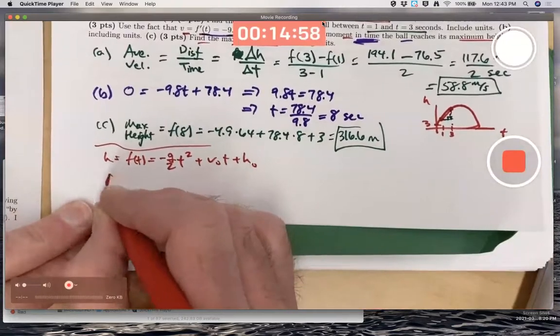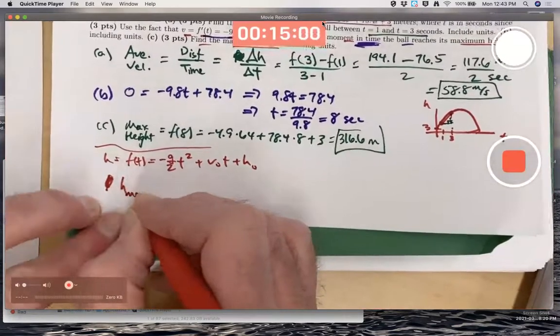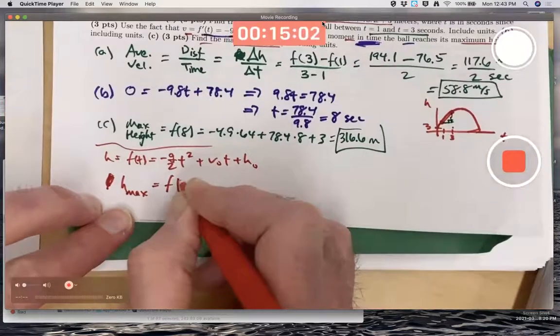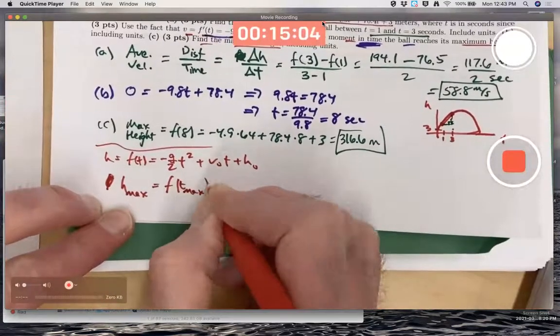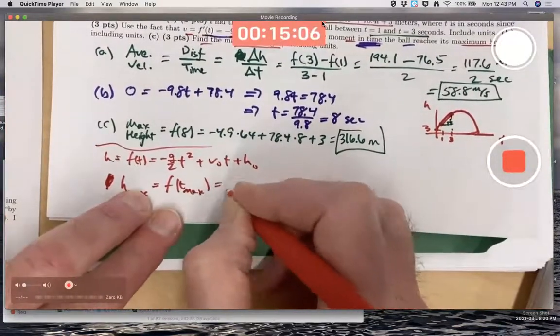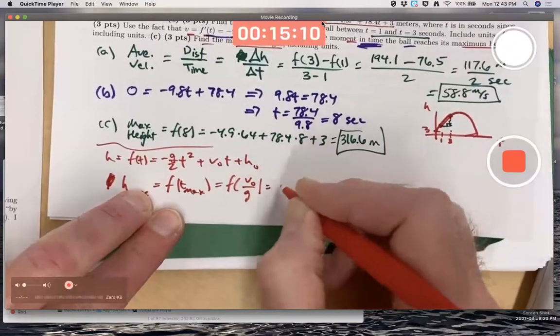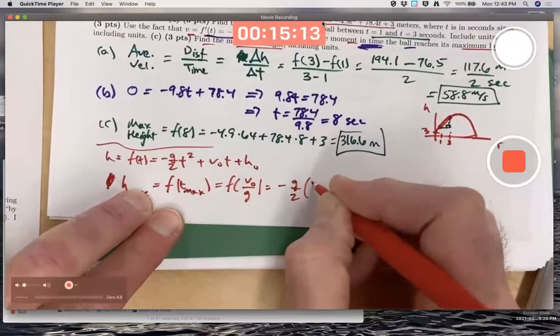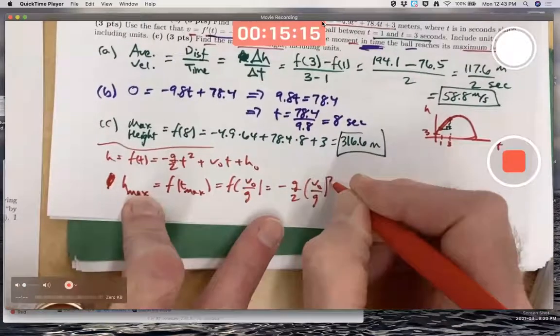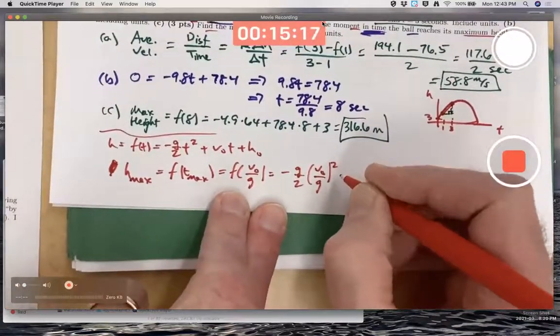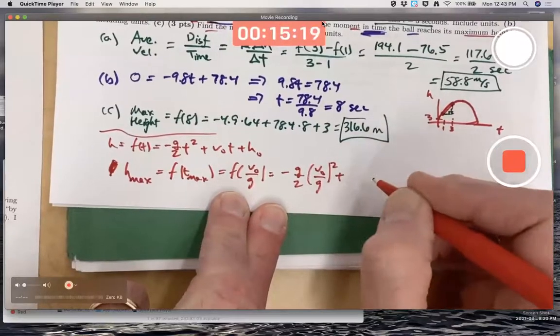You should be able to find, you could call it h max, by plugging in t max in place of t. But what is t max? We found it last Friday. It was v0 over g. You should be able to simplify this expression to find how the maximum height depends on v0, g, and h0.